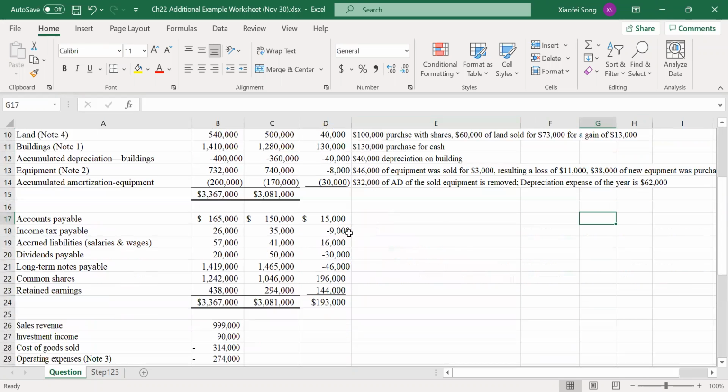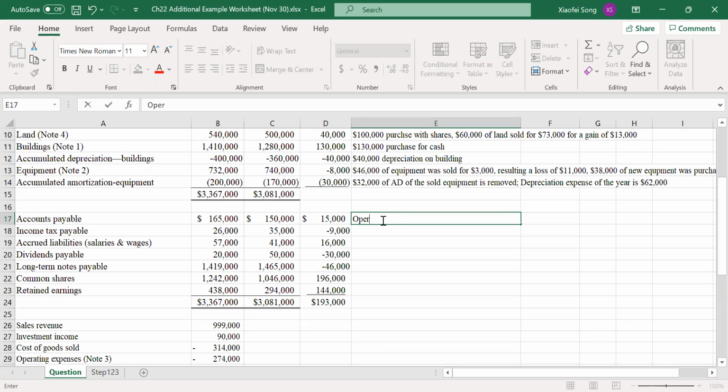So let's move on to the liability side. The first one we have here is accounts payable. That's operating. Yes, that's the difference between inventory purchased and the cash paid to purchase it, right? If you paid more than you purchased, your accounts payable goes down. Otherwise, your accounts payable goes up.